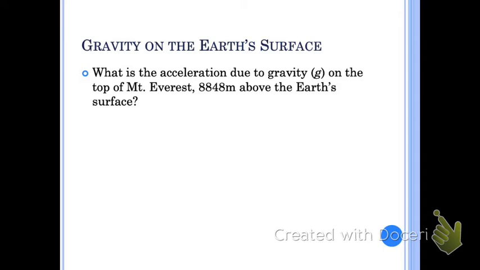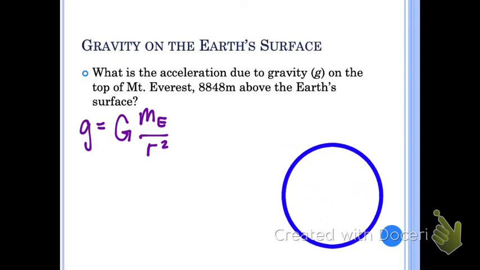When it says acceleration due to gravity, we're not solving for Fg, right? We're solving for little g, okay? So if I put in my little g equals big G mass of the Earth over r squared. Okay, I'm going to attempt to draw something here. Okay, here's Mount Everest. Okay, that's all you get. It's as artistic as it gets. Okay, 8,848 meters. Obviously not drawn to scale either, but there it is, okay?